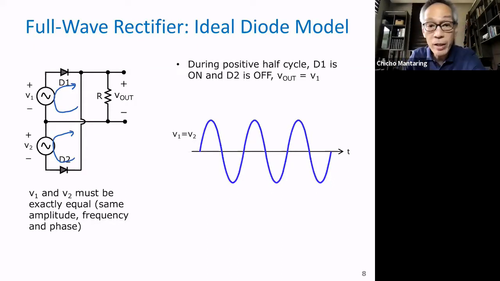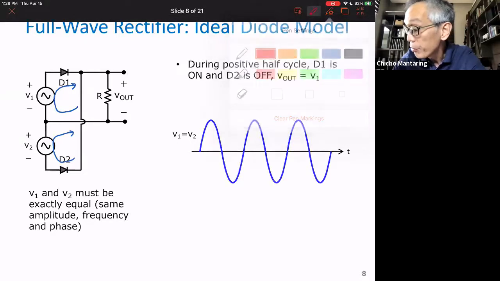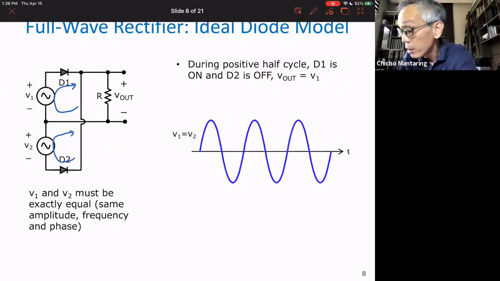And V out is equal to V1. So let's draw that. V out is equal to V1. So this is V out.